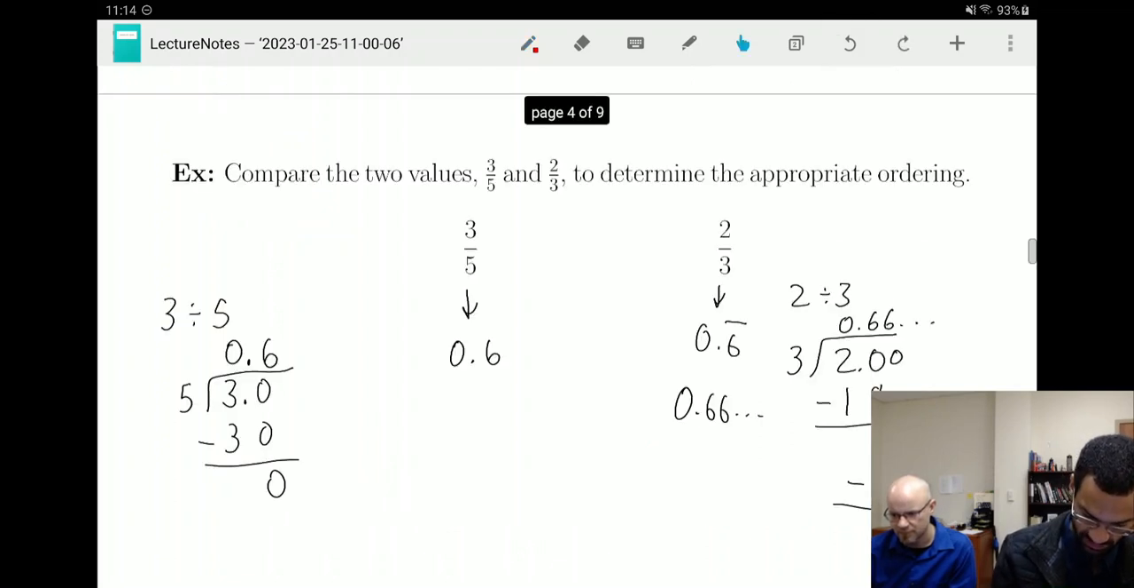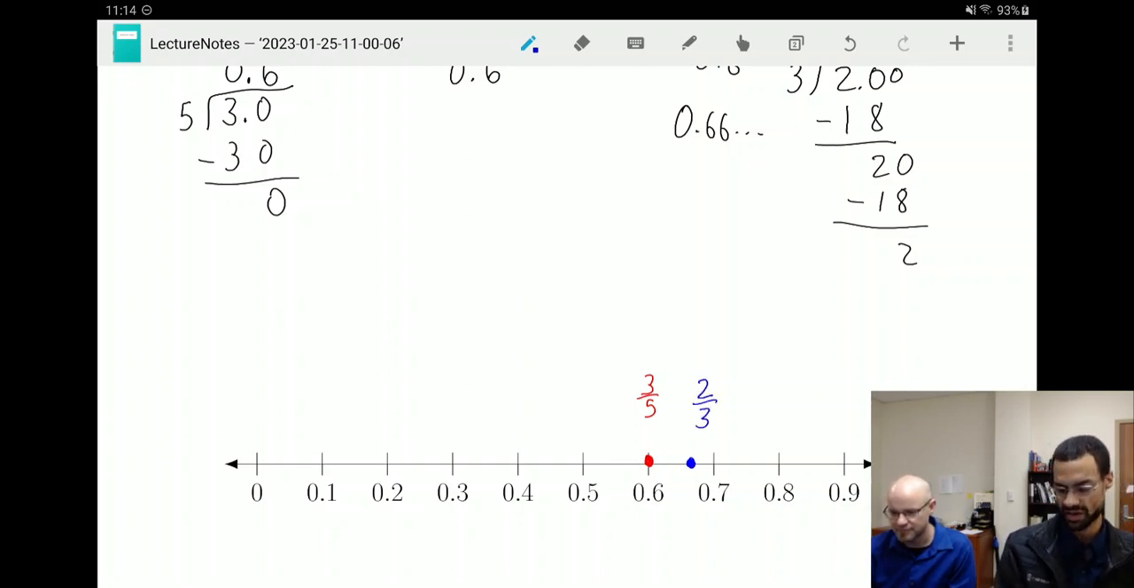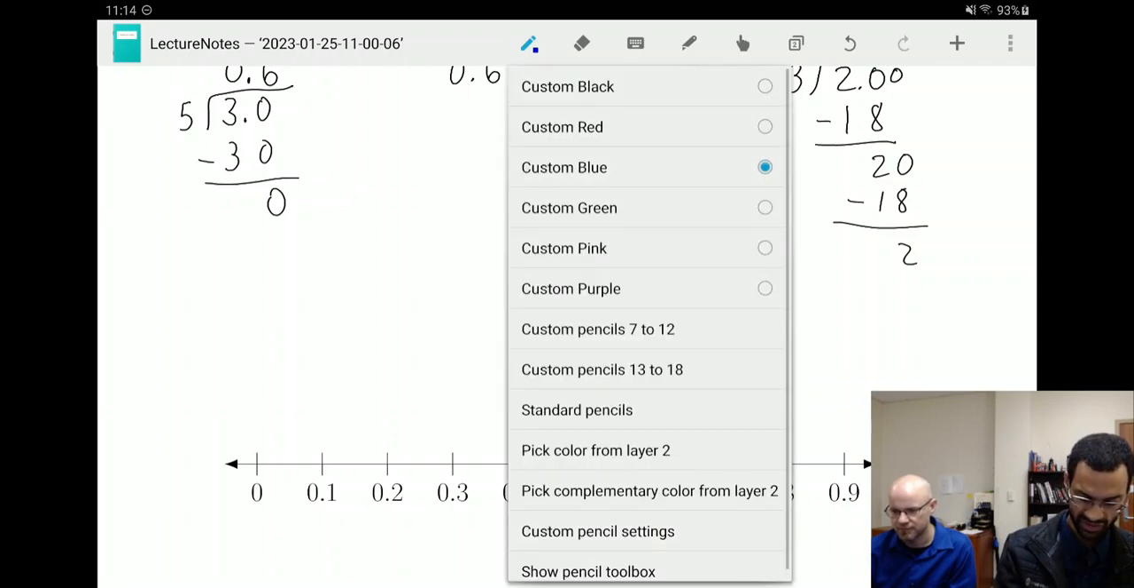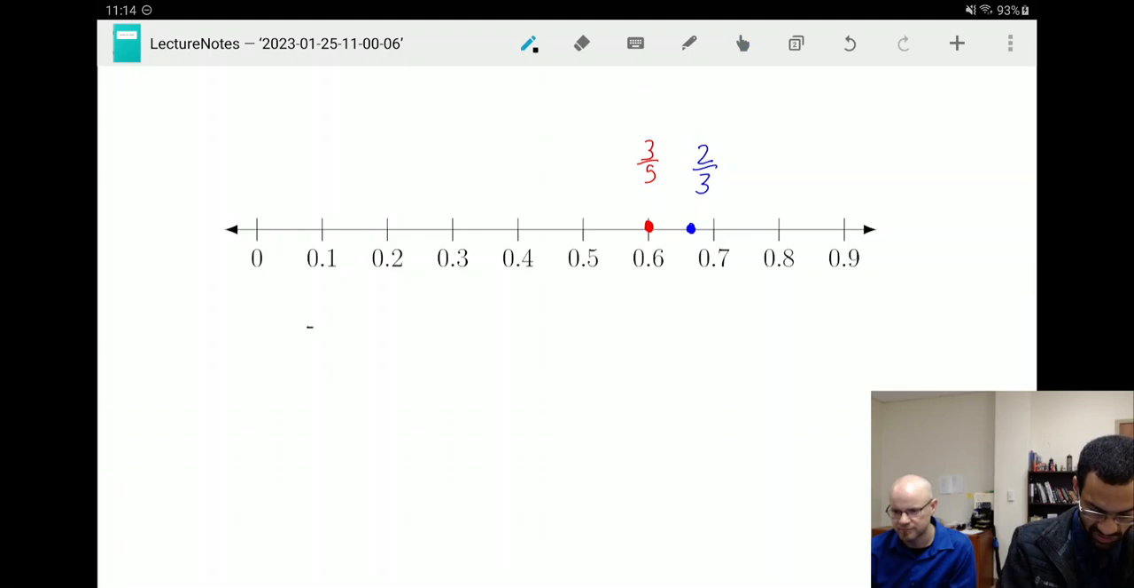0.66 is going to be about right there. Yeah, that's going to be our 2/3. So you can see 3/5 is a little bit to the left of 2/3. So we can finally make a claim as to which one's larger. We would say that 3/5 is less than 2/3.